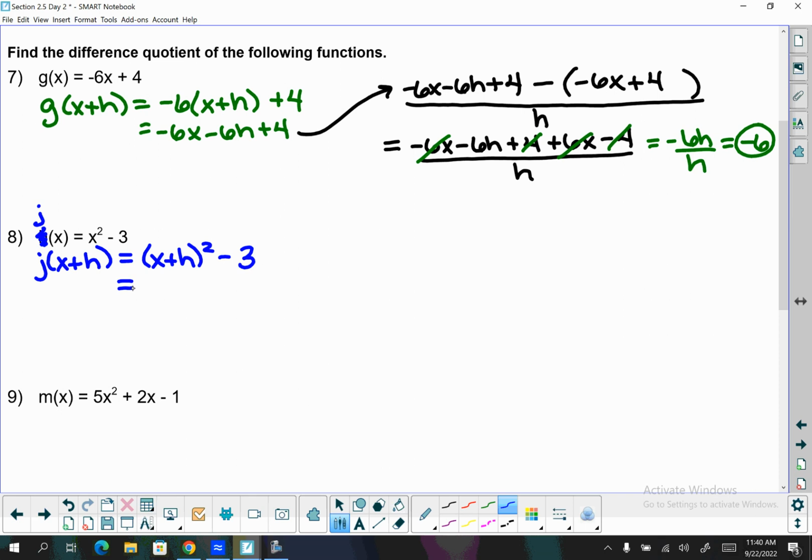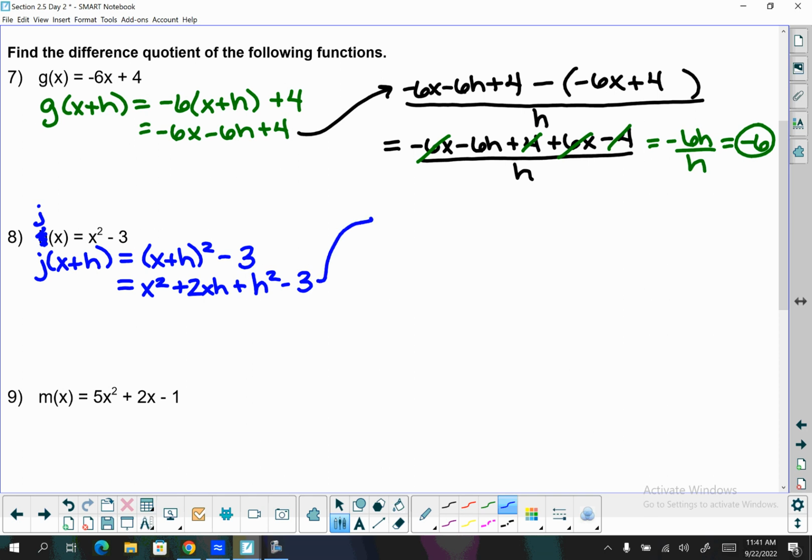Simplify it. What do I have to do to simplify that? FOIL. Square it by foiling. Yep. So what's my first term going to be? x squared. Outside and inside are both going to be an xh. So if I put those together, 2xh. Last term, h squared minus 3. Okay, that's all we can do to simplify it.